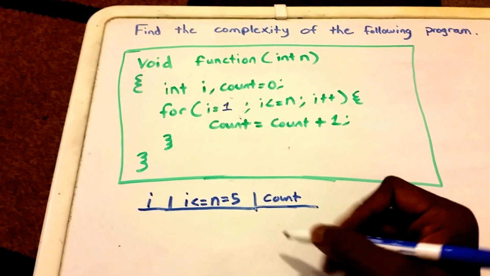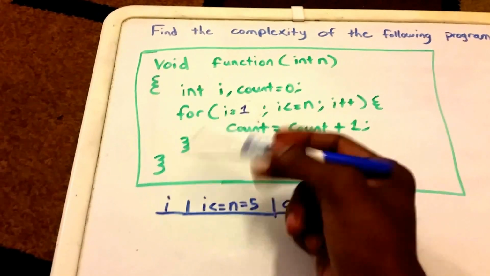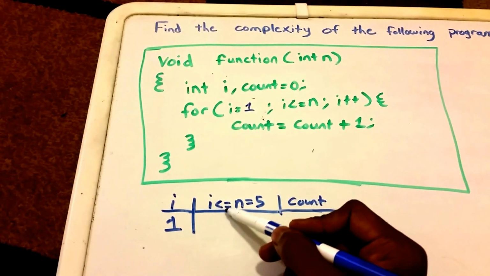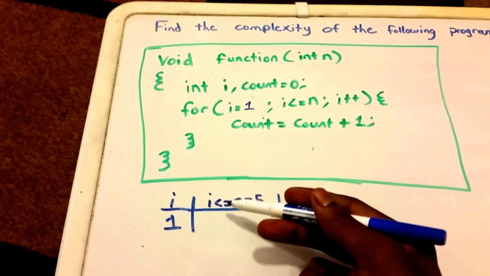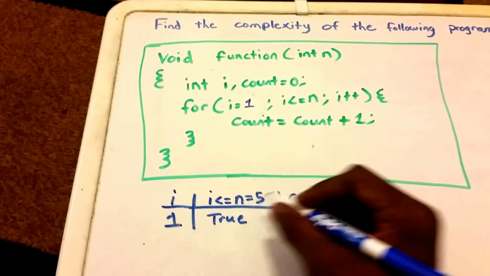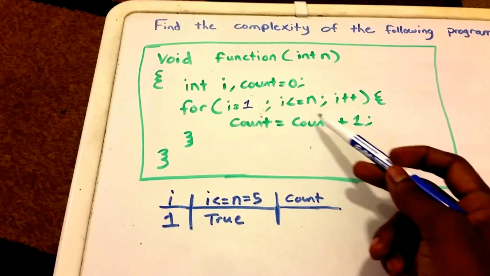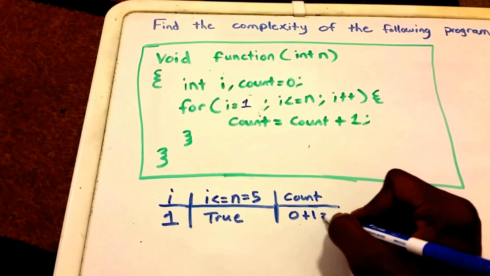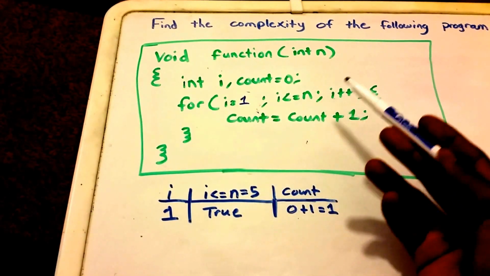Okay, so right now i equals 1. I'm going to put 1 here for i. And then is i less than or equal to n? So again, n is equal to 5. So right now we're asking, is 1 less than or equal to 5? And that's true. So I'm going to put true here. And then our count variable equals count plus 1, which is 0 plus 1, which is just equal to 1. Okay, and then our i increments.